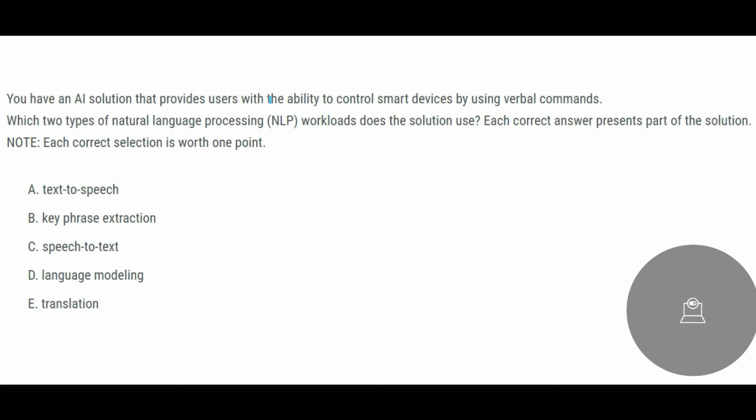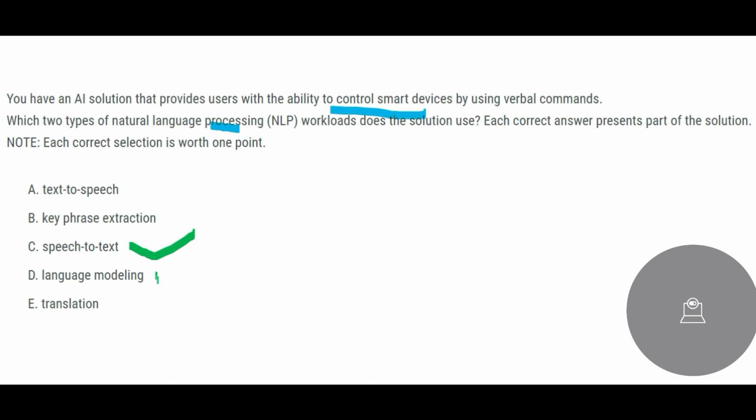The next question: you have an AI solution that provides users with the ability to control smart devices by verbal commands. That means you're talking and controlling the smart devices. Which two are NLP? If I'm going to talk and it will understand that, then speech to text is something I have to use, because I'm sending speech and it has to convert that to text and then fetch that answer for me.